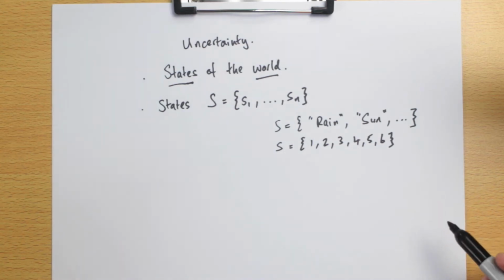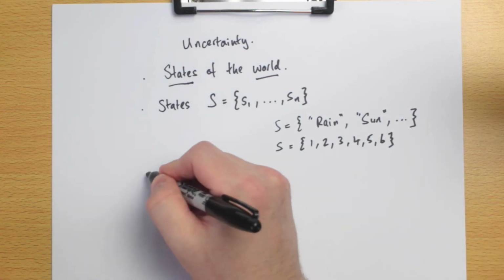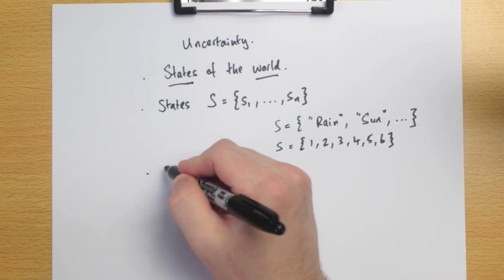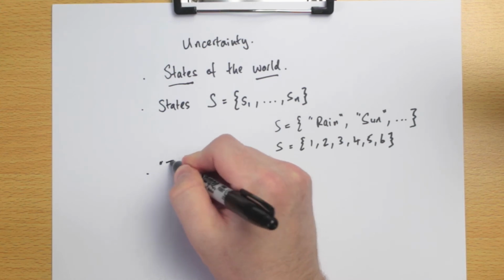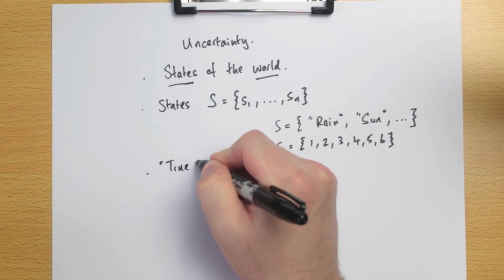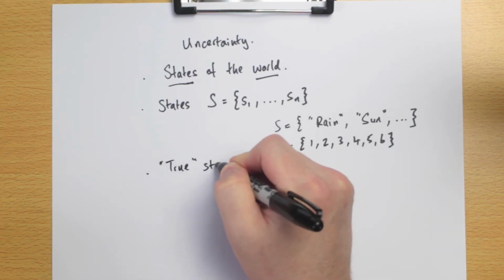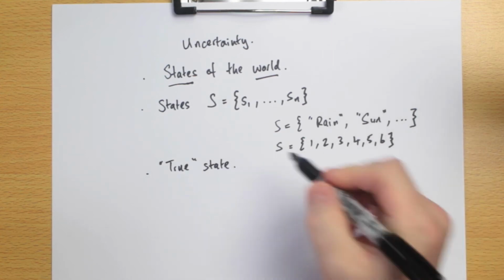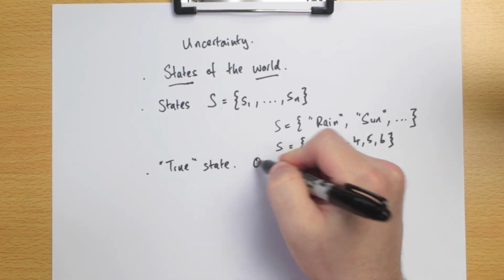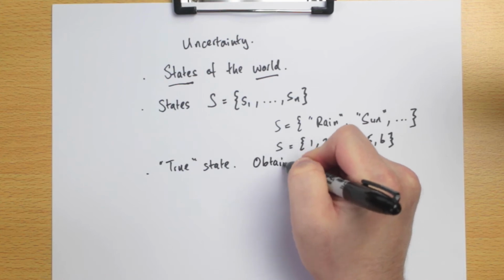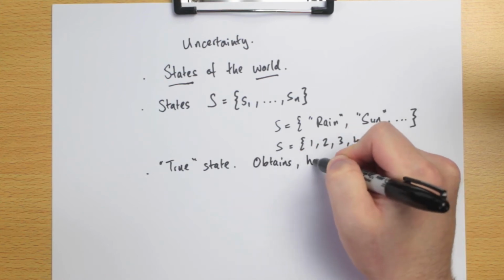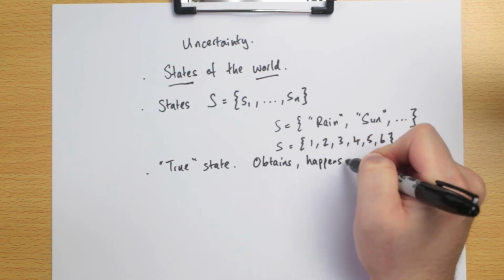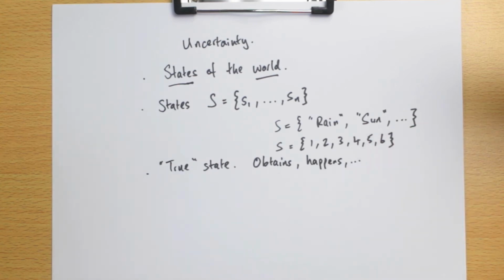And then when we roll the dice, we might talk about the true state. Okay, so we might say the true state, or we might say the state that obtains, or the state that happens. Okay, and I'm sure there's other descriptions. Okay, so that's the basic idea.